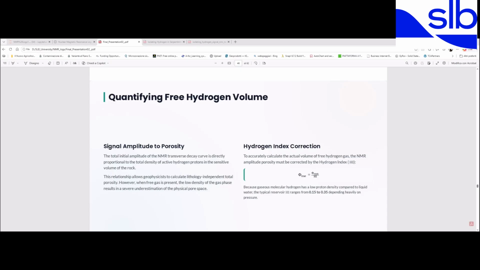Because gaseous molecular hydrogen has a low proton density compared to liquid water. So as we just said, if you have fayalite rocks, that is the generated rocks, and we have a high quantity of water, you need to correct this, because you need an estimation in time of the production of hydrogen. The typical reservoir can range between 0.5 to 35 depending on the pressure.